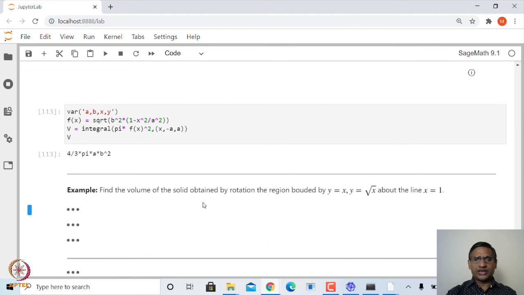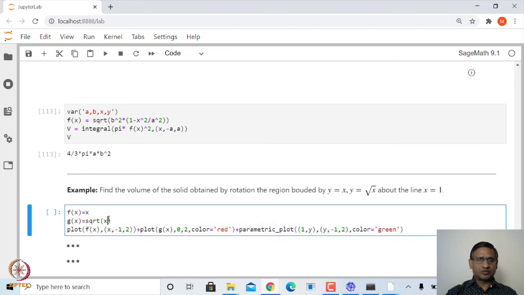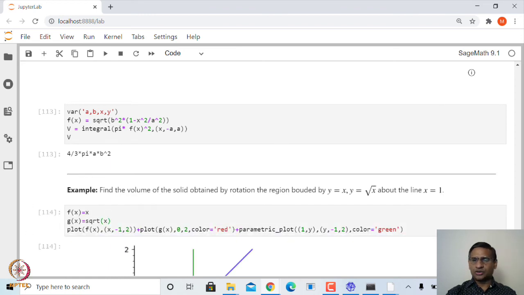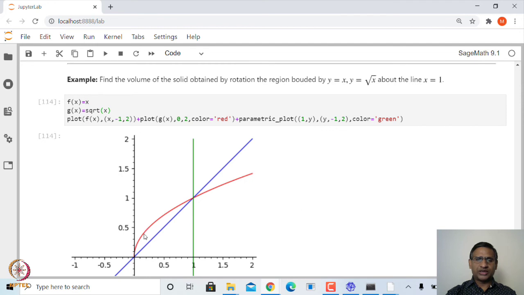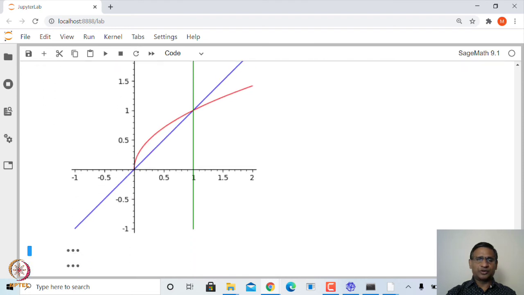Next example, let us look at, suppose we want to find the volume of the solid obtained by rotating the region between y equal to x and y equal to square root x about the line x equal to 1. So, let us first plot the region or the two curves. The red one is y equal to square root x and this blue one is the curve y equal to x, and the green vertical line is x equal to 1. So, you want to rotate this region about this green line, that is the axis of revolution in this case.